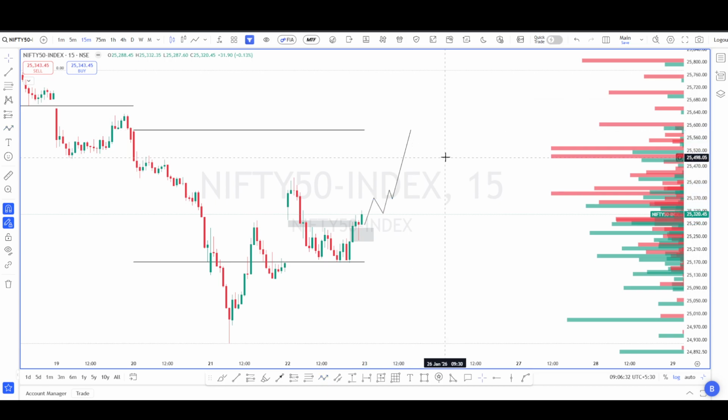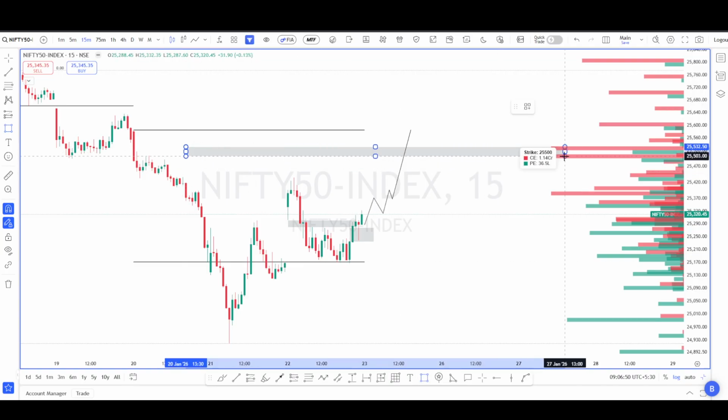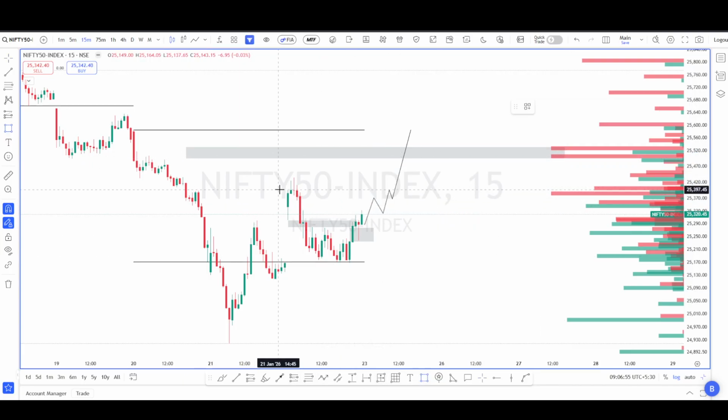Now according to open interest, we have this call OI, which is higher as compared to the PE. So this can act as a resistance, which is around 25,300, and the immediate resistance can be around 25,390, 400. So these are the levels, just keep in mind. And it is basically yesterday's high.